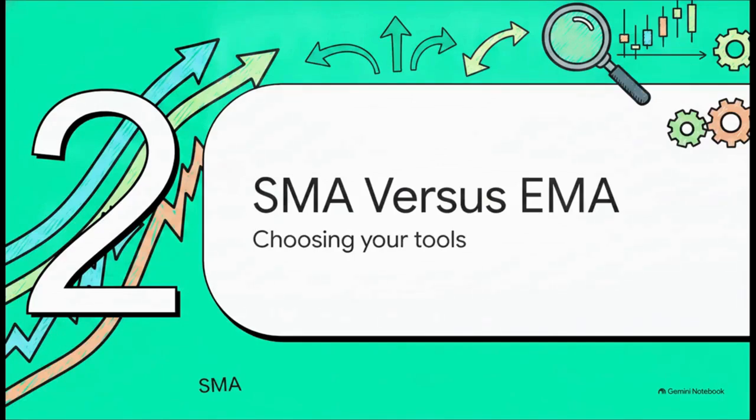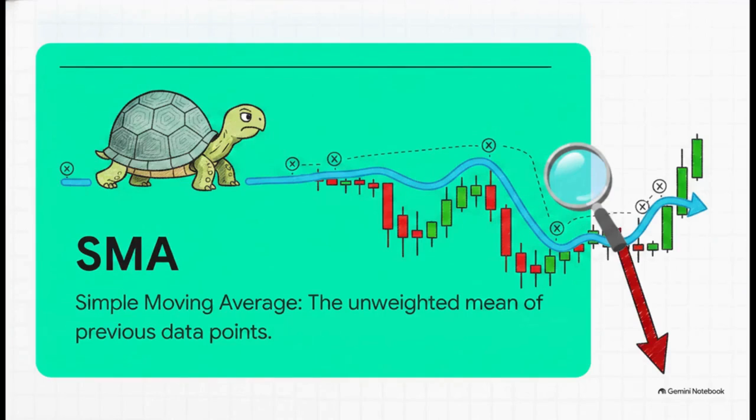Section 2. SMA versus EMA. Choosing your tools. All right, first up is the simple moving average, or SMA. This is basically the unweighted mean of the previous given number of data points.